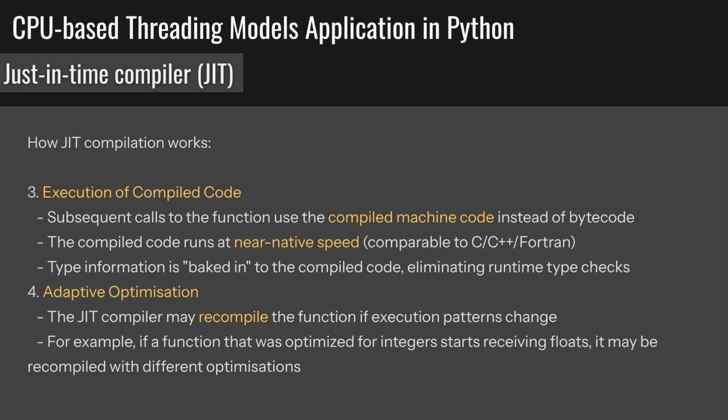Fourth, we employ adaptive optimization. The JIT compiler may recompile the function if execution patterns change. For example, if a function that was optimized for integers starts receiving floats, it may be recompiled with different optimizations.